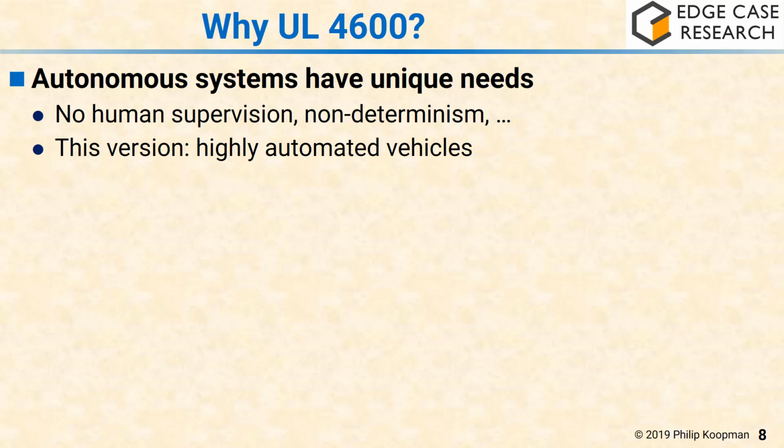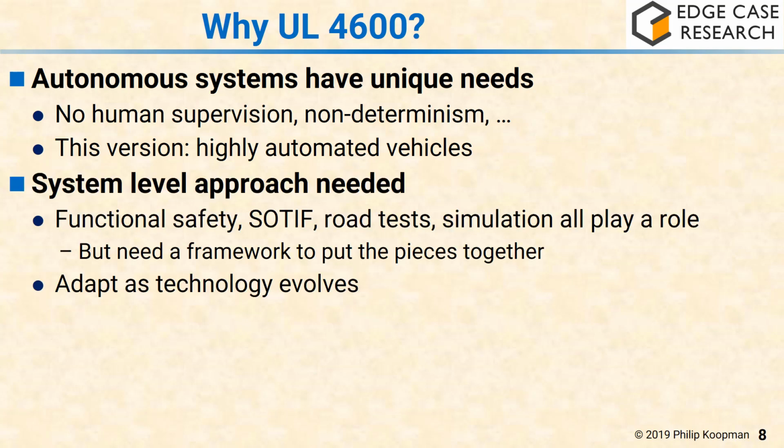So why UL4600? There are existing safety standards, to be sure. I've spent years dealing with many of them. But the UL4600 is primarily inspired by the needs of autonomous systems. They have unique needs. There's no human supervision, and they're operating in an unconstrained environment, things like that. They're non-deterministic, and so on. Now, this version of the standard is for highly automated vehicles. UL4600 is, in fact, intended to be a more generic product standard over longer periods of time, but for this particular version, it's all about the highly automated vehicles because that gives a concrete starting point and it's a pressing need.